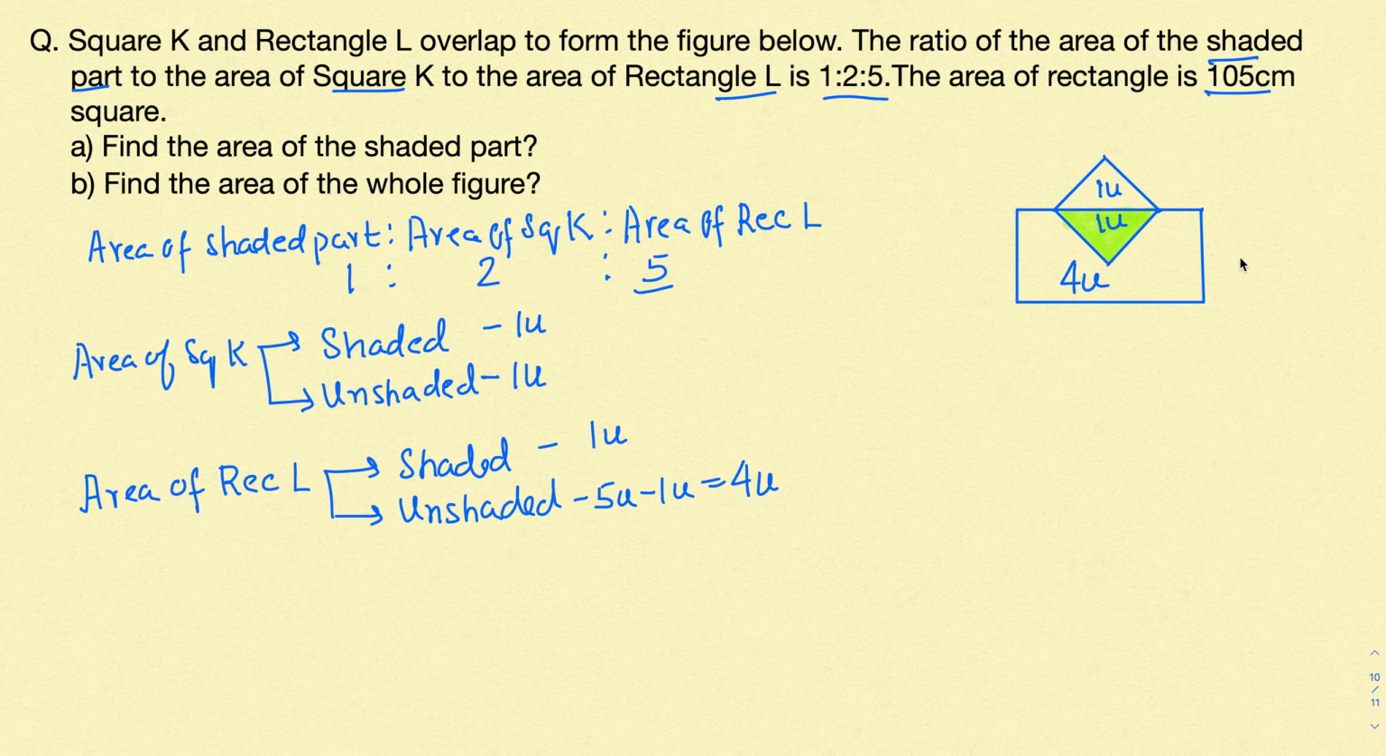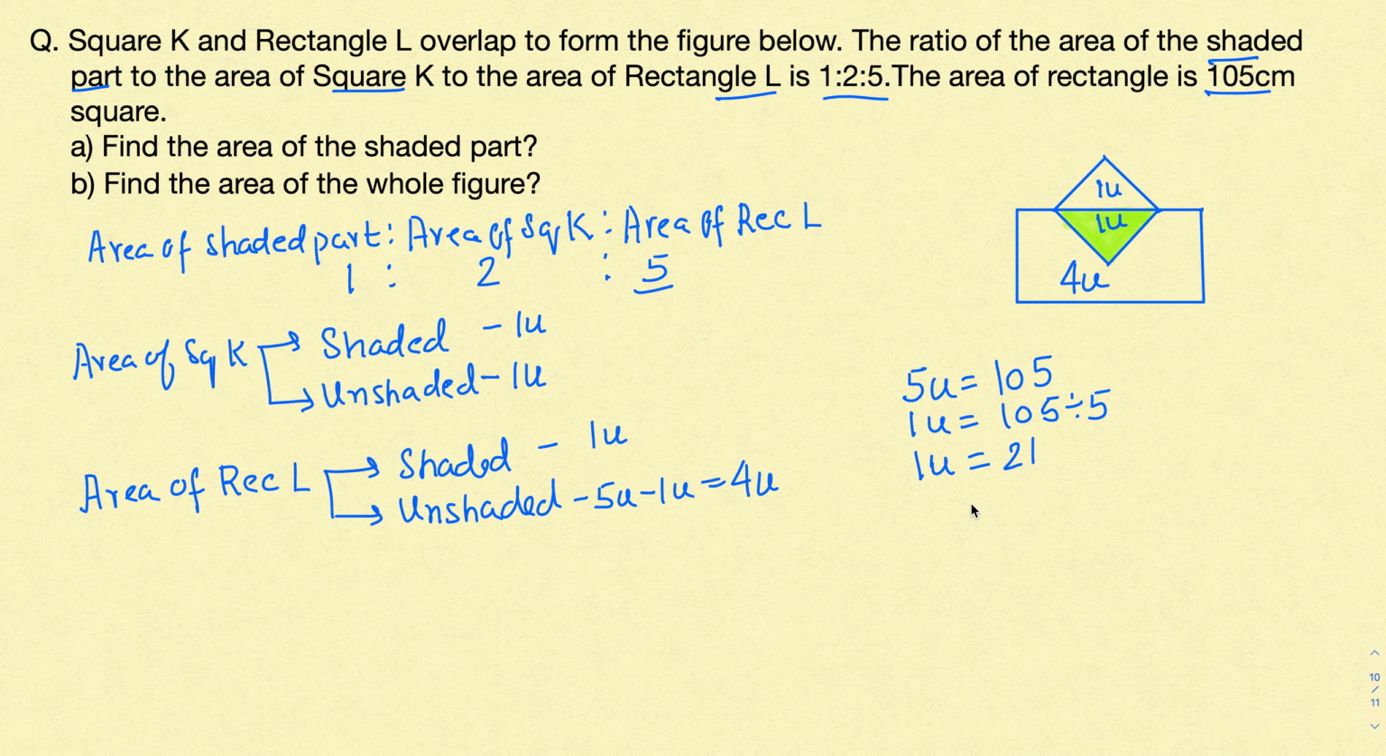So the area of the rectangle is 5 units. From here we can say that 5 units is equal to 105, because the area of the rectangle is 105. So 1 unit will be how much? 1 unit will be 105 divided by 5. That will give you 21, right? So 1 unit is 21.